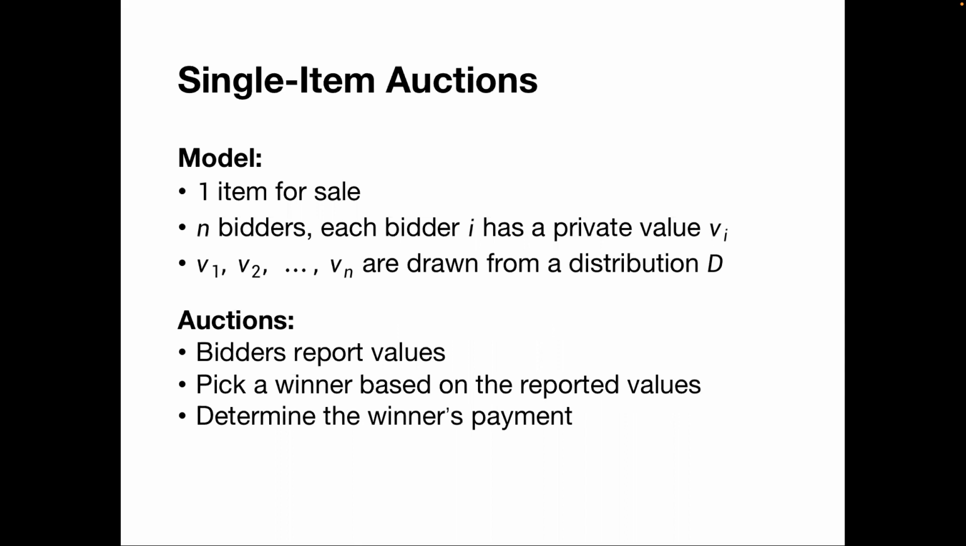We will consider the most classic model in auction theory, single item auctions. In this model, the seller has an item to sell, and he is facing n potential bidders. Each bidder i has a private value for this item, and we assume that those values are drawn from a possibly joint distribution D. In an auction, the bidders need to report their values for the item, and after that, the seller will pick a winner based on the reported values and then determine the winner's payment.